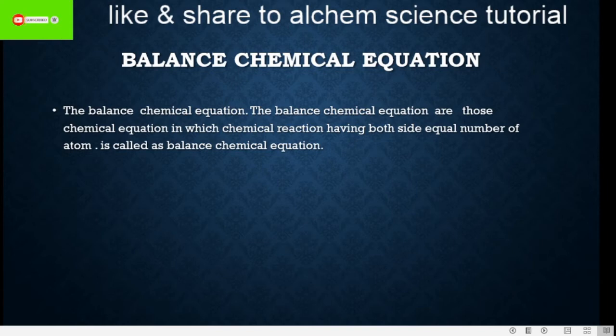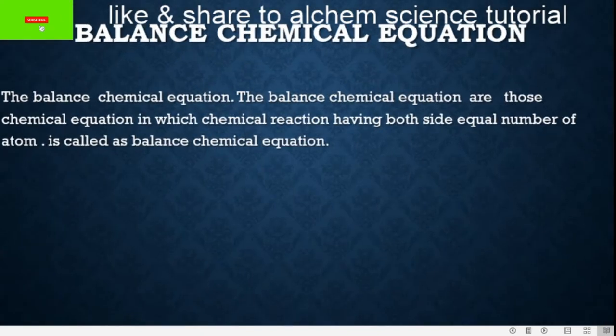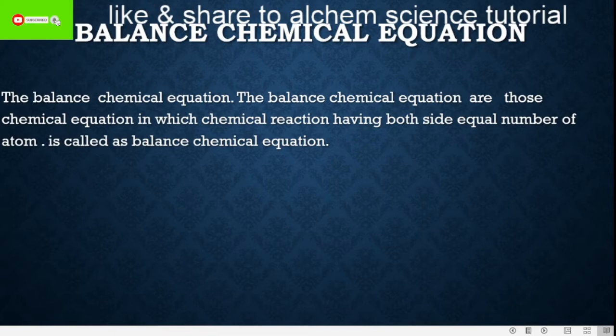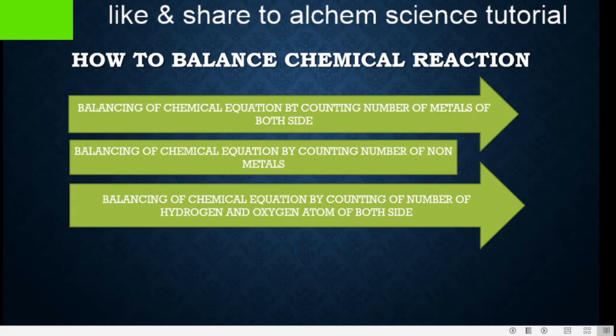First of all, we will understand what is meant by a balanced chemical equation. Balanced chemical equations are those chemical equations in which both sides of the reaction have an equal number of atoms. Balanced chemical equation means both sides of the chemical reaction have the same number of atoms, to justify the law of conservation of mass. In this topic we will understand how to balance the chemical equation.